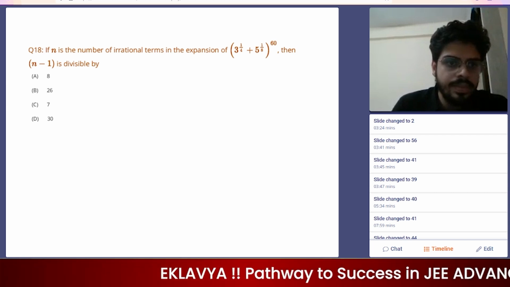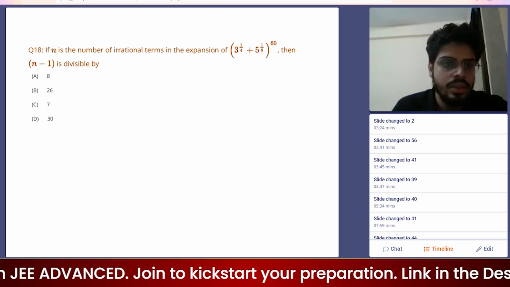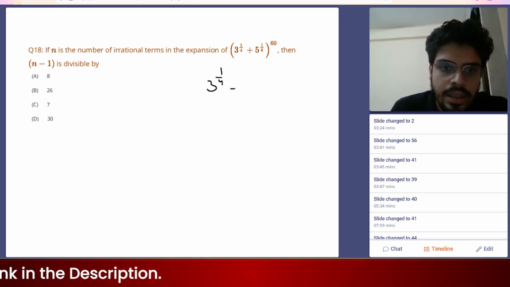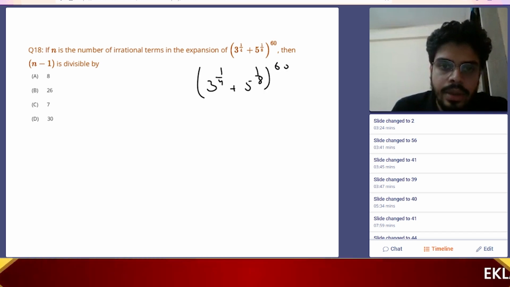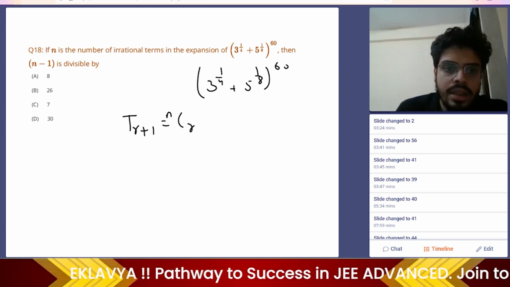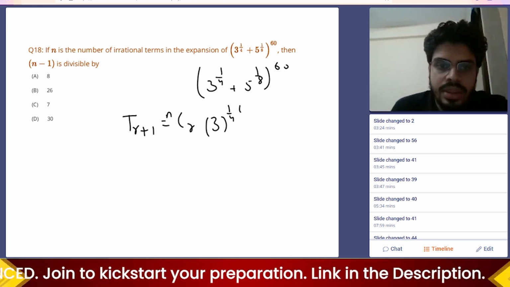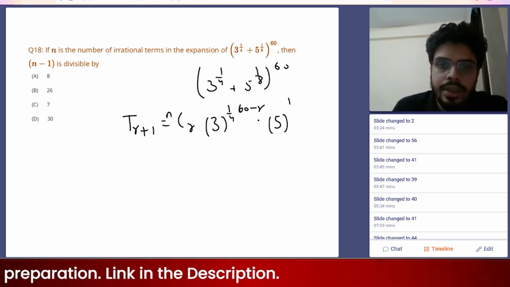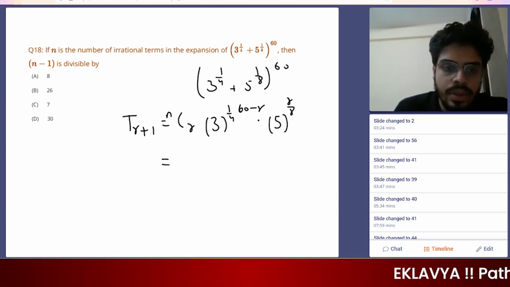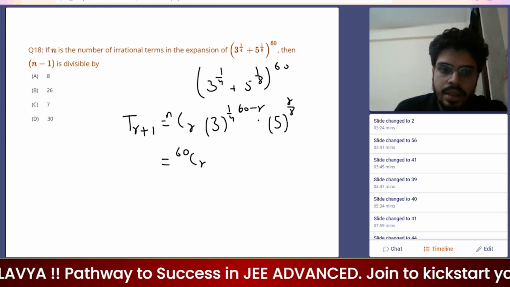Okay, next, 18th. So here you can use the binomial expansion, general term. So question number 18. Your general expansion will be (3 to the power 1 by 4 plus 5 to the power 1 by 8) to the power 60. So the general term will be T(r+1) equals nCr, 3 into 1 by 4 power (n minus r), so 60 minus r, into 5 into 1 by 8 power r. So nCr will be 60Cr.